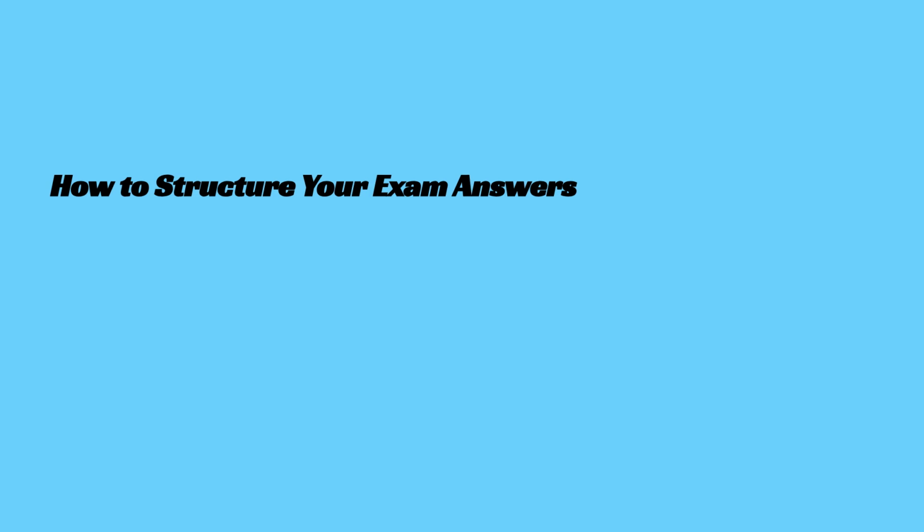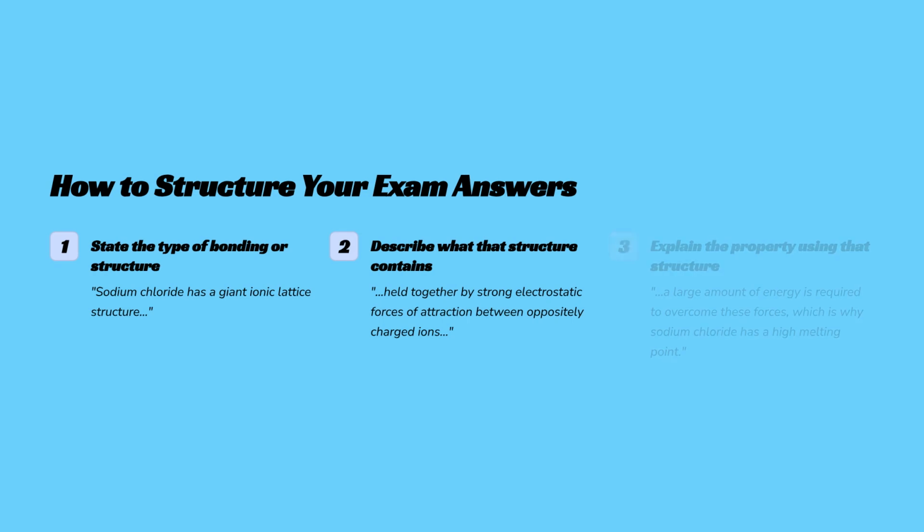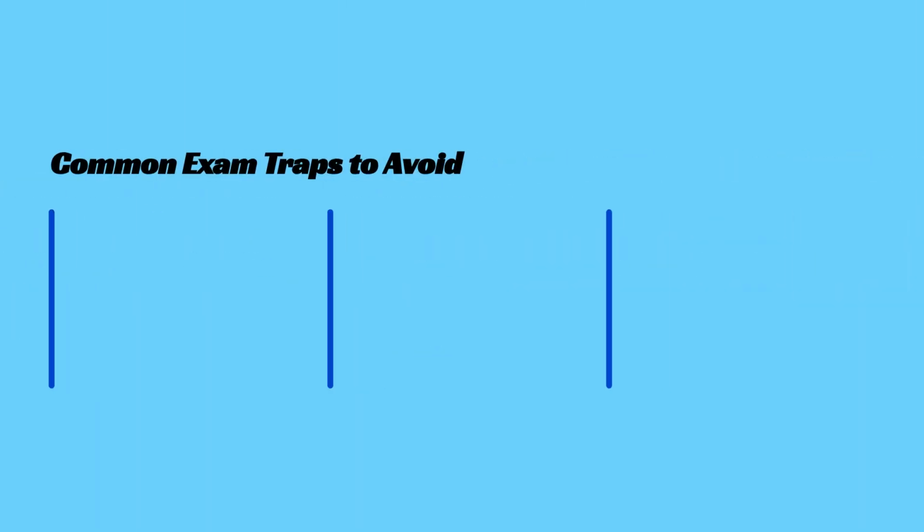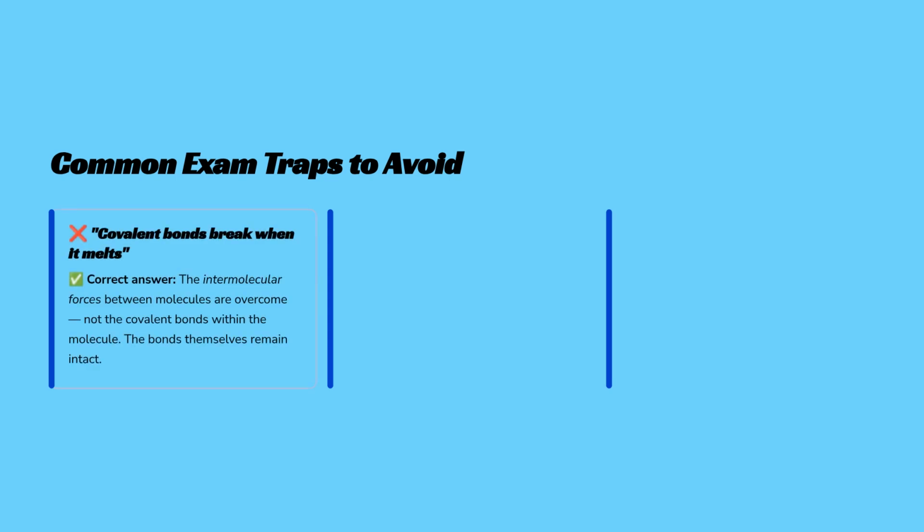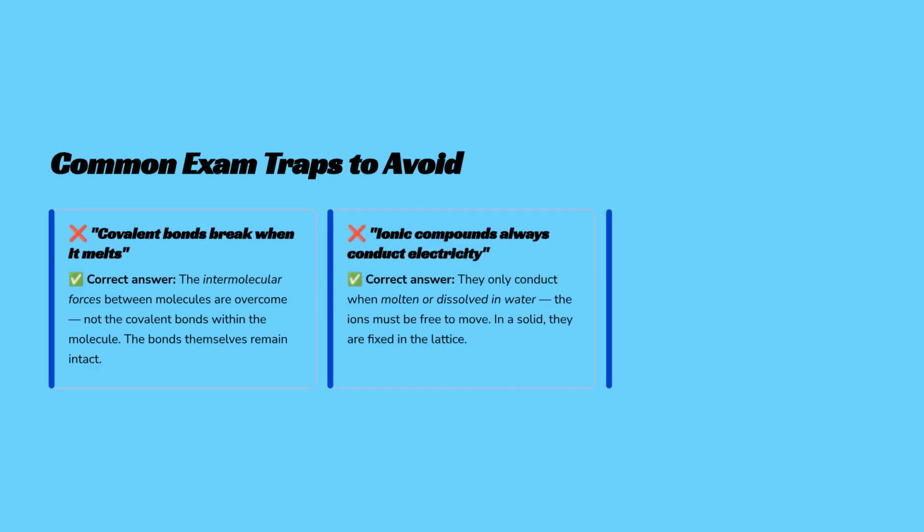To structure your exam answers, first state the type of bonding or structure, then describe what the structure contains, and finally, explain the property using that structure. Avoid common exam traps like saying covalent bonds break when a substance melts, or ionic compounds always conduct electricity.